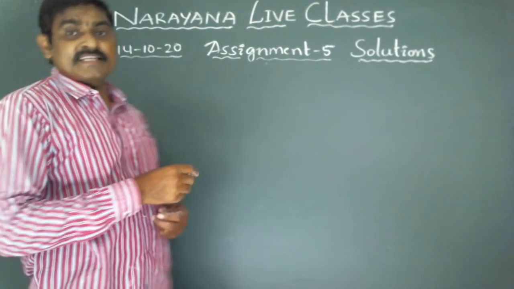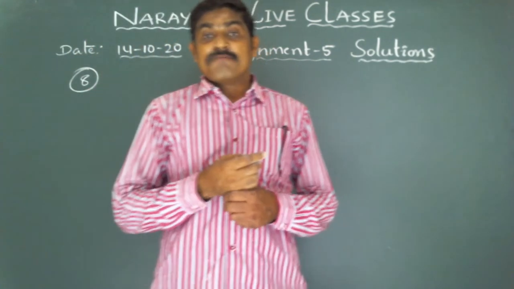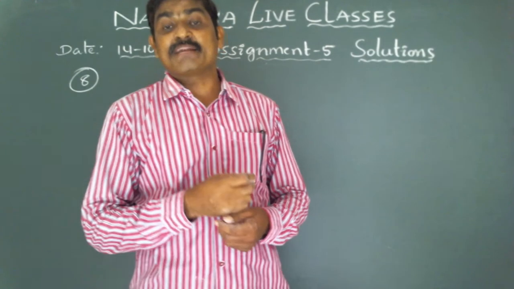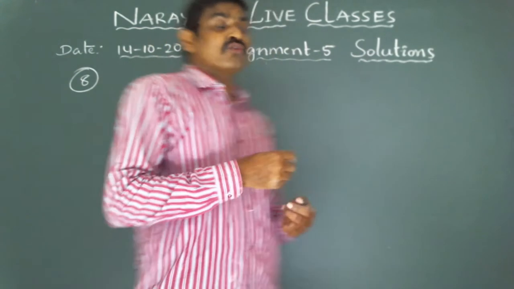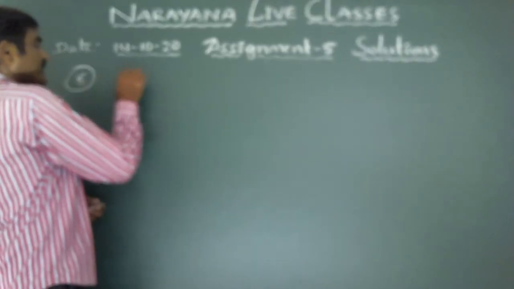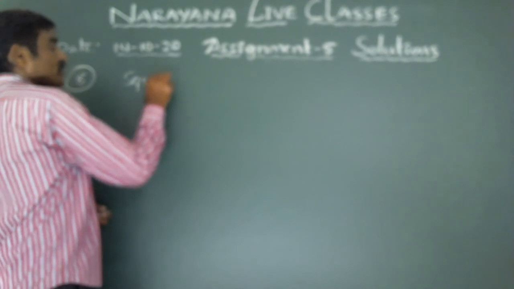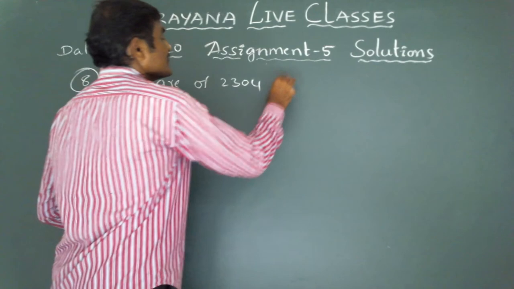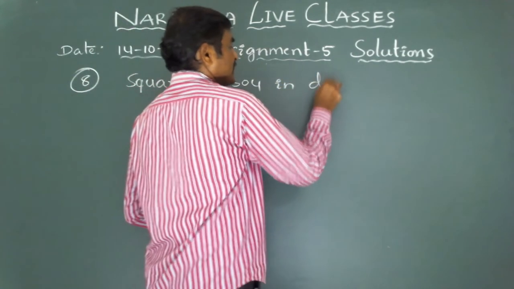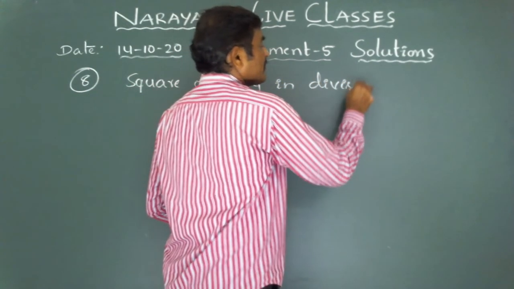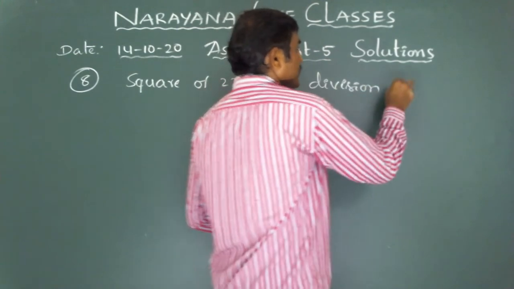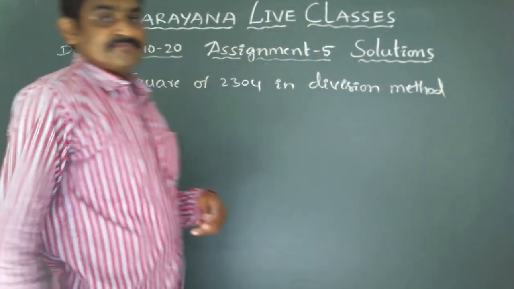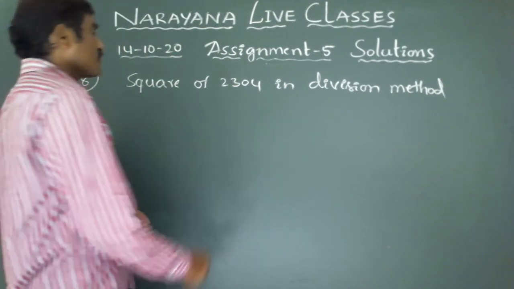Now, eighth question is C. What is the eighth one? Find the square root of the following numbers by division method. One is 2304. So, square root of 2304 in which method? Division method. Already we found the square root in prime factorization method. This is another method, division method. Okay, how can you find the square root of this number?